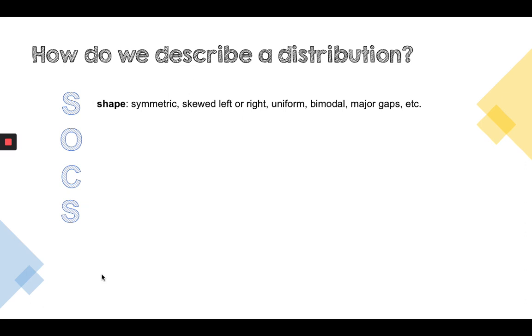Is it symmetric, skewed left or skewed right, uniform, bimodal, are there any major gaps? We can look at some examples of what some of these would mean. So you're just basically talking about what the shape of the graph looks like. O is for outliers. So an outlier is any value that falls outside the overall pattern of the data.